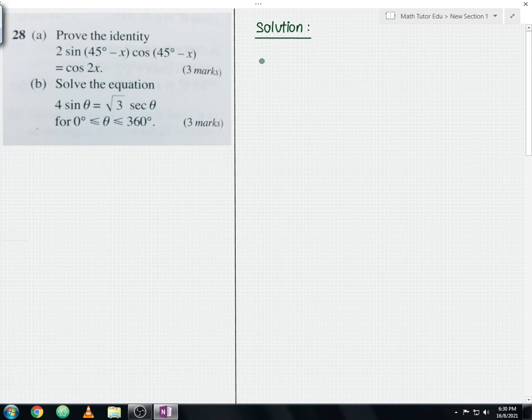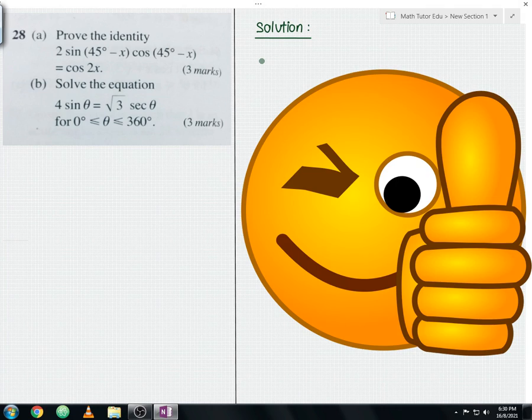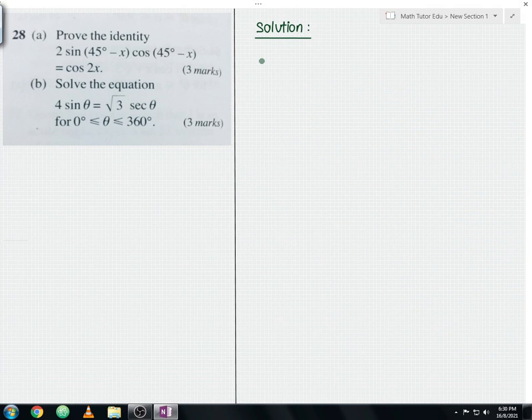So I hope that you will attempt this question in the future. If you could manage to solve this question, a big thumbs up to you guys. But if you can't solve this question, no worries. I'm going to show you the step-by-step working and the solution. So without further delay, let us start to solve the question part A.